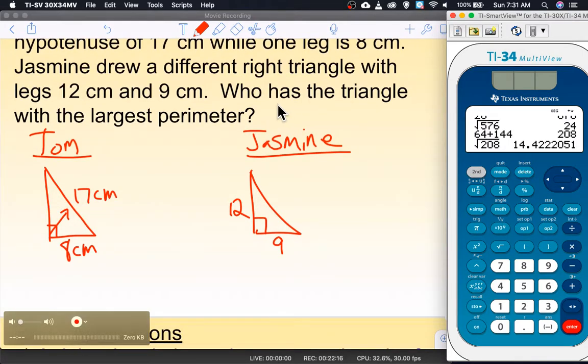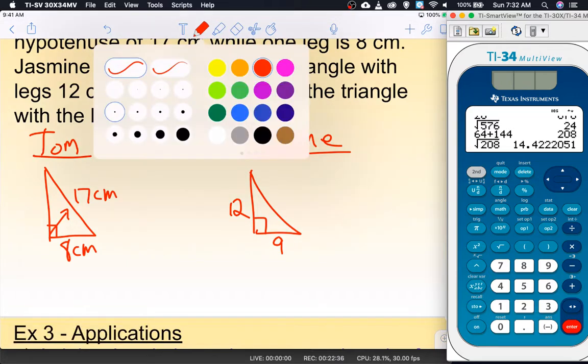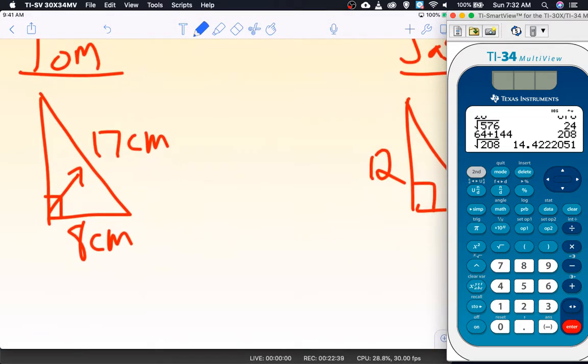To find who has the triangle with the largest perimeter, I would need to know all three sides. I would need to know how big this is, and then add all three sides up to find the perimeter, and then figure out which perimeter is bigger. So that's my game plan. Now, to do it, I'm going to use the Pythagorean Theorem. I'm going to do Tom first.